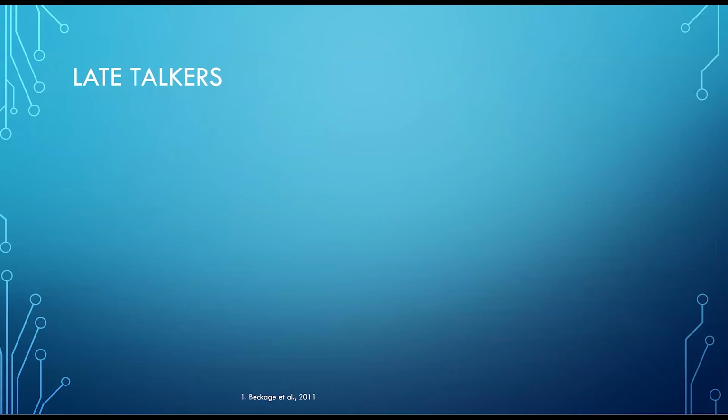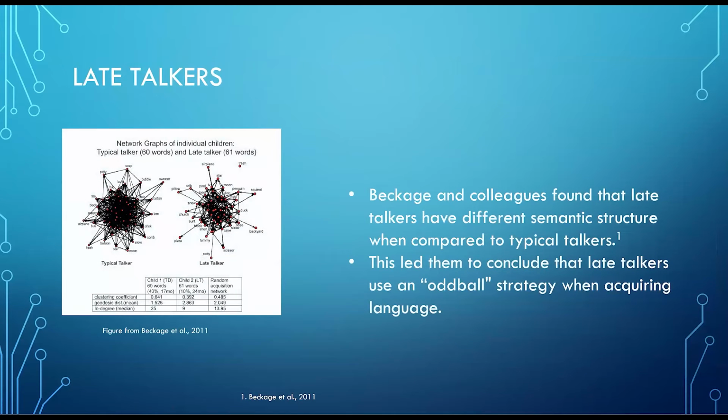This network approach has also been extended to the study of disordered language in late talkers. Late talkers are children who have an atypical rate of language production without any developmental disorder diagnoses. What Beckett and colleagues found was that late talkers have a different vocabulary network when compared to typical talkers. This led them to conclude that the late talkers use an oddball strategy when sampling words from the semantic environment, where novel words relative to words they already know are preferentially acquired.